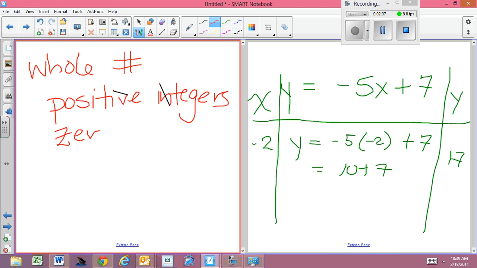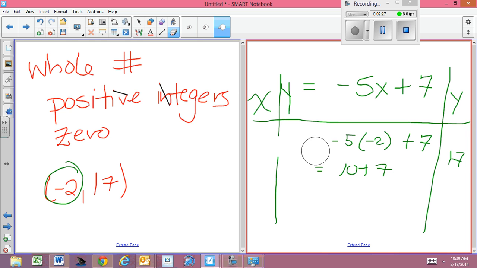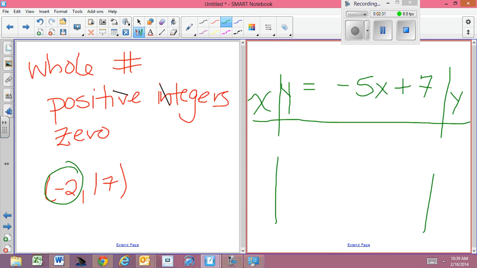And it also includes 0. So although the ordered pair negative 2, 17 is a solution to the equation, it is not a whole number solution because negative 2 is not a whole number because it's negative. So if I asked you to find just the whole number solutions, you would still want to do what I did over here on the right. You would still want to get one of the variables alone. I chose to get y alone because that was easier because it had no coefficient.